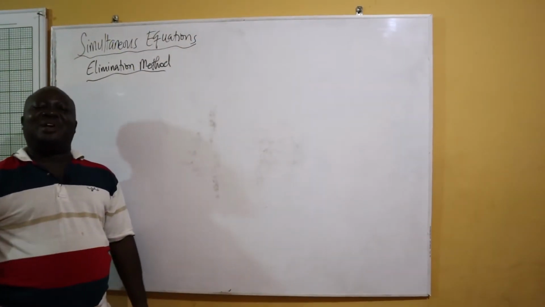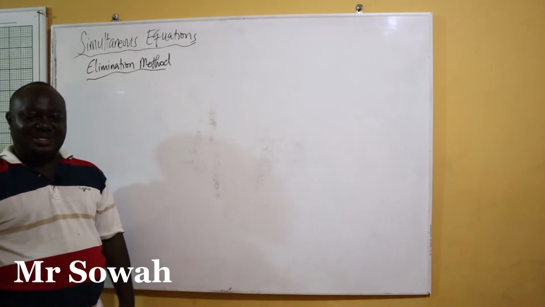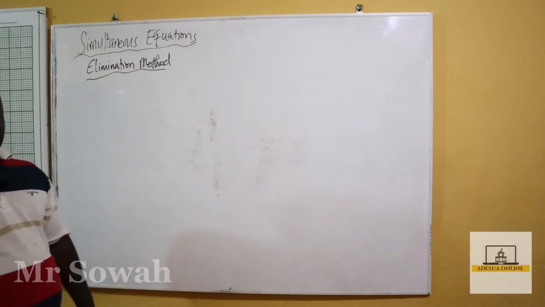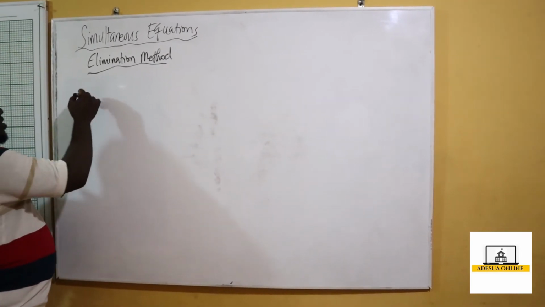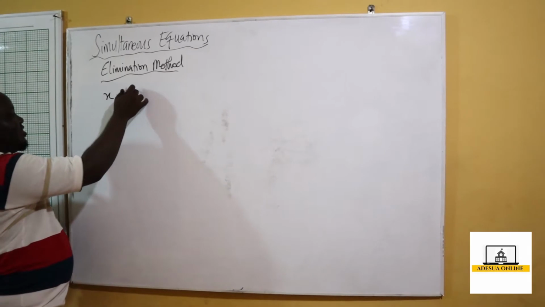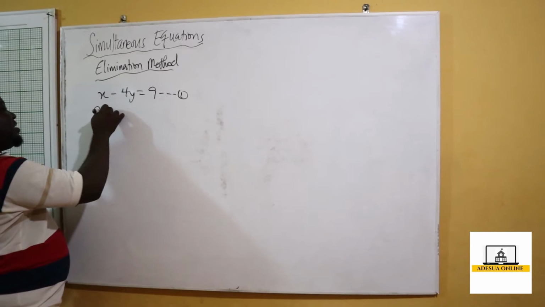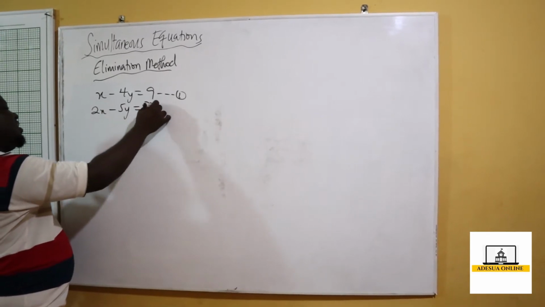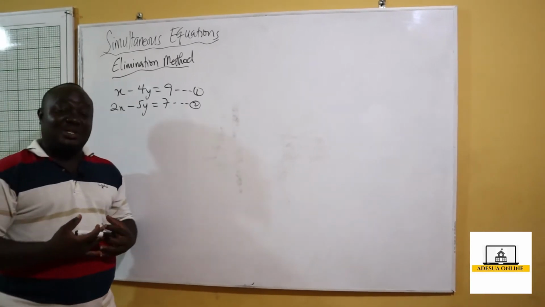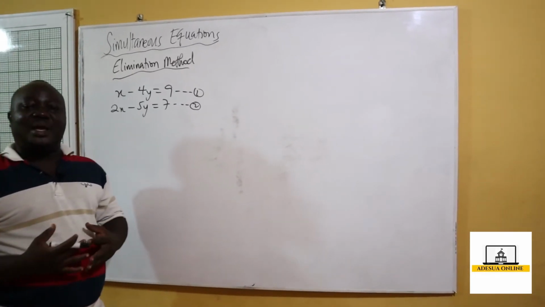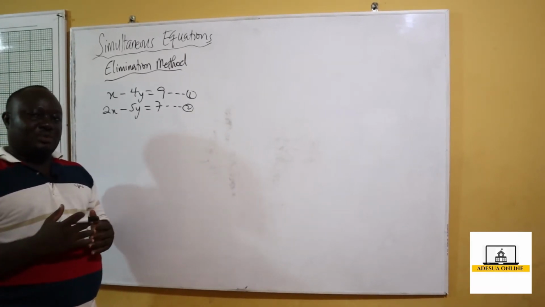We are going to continue our lesson by learning how to solve simultaneous equations by the use of the elimination method. Now, if we have, let's say, two equations, x minus 4y is equal to 9 as equation 1, and 2x minus 5y is equal to 7 as our equation 2. The whole idea about the elimination method is to try and make one of each variable the same.